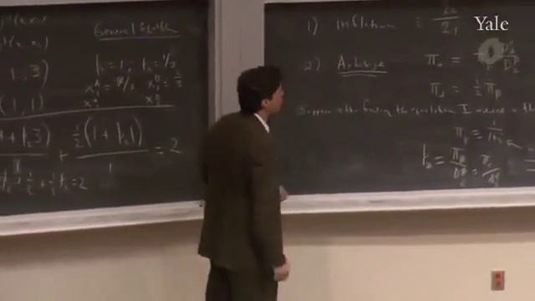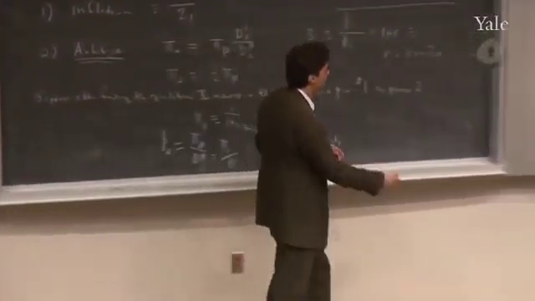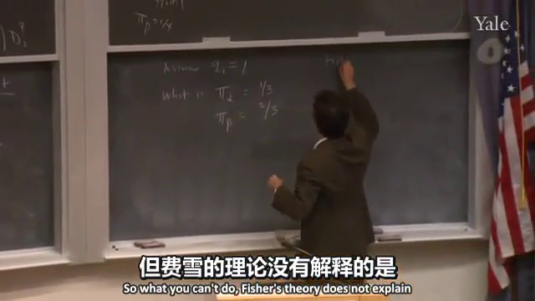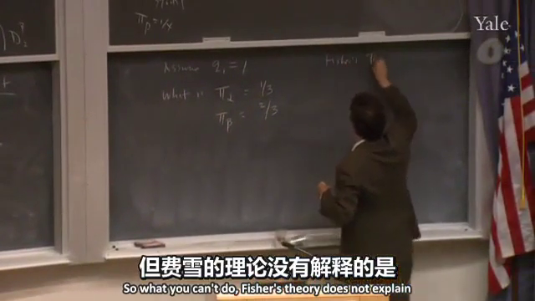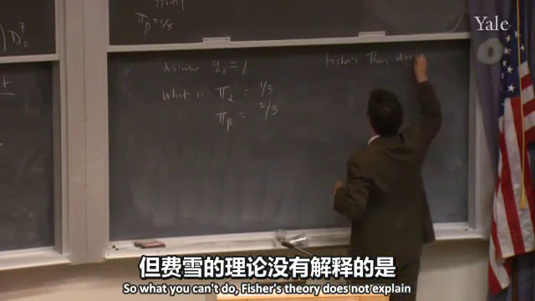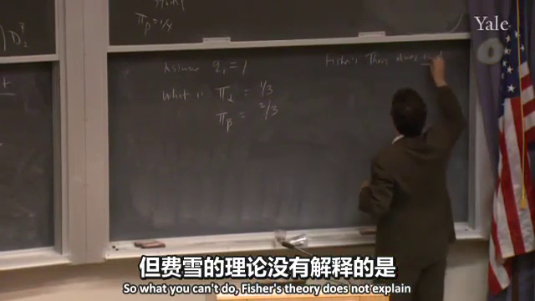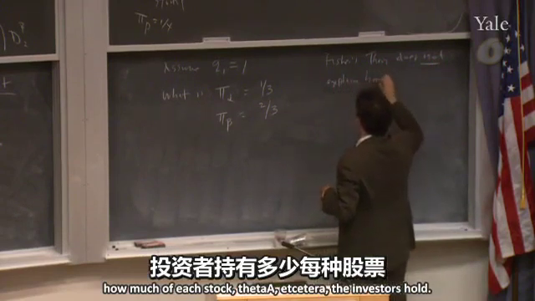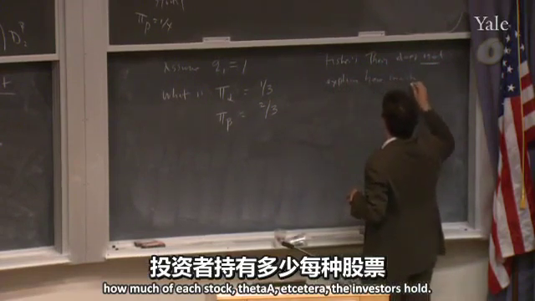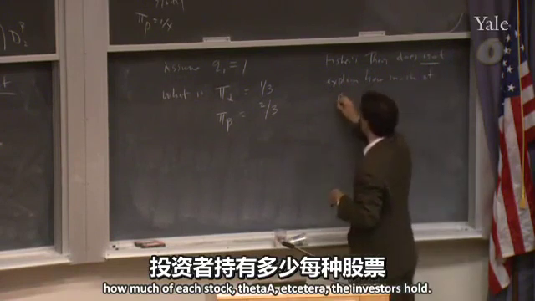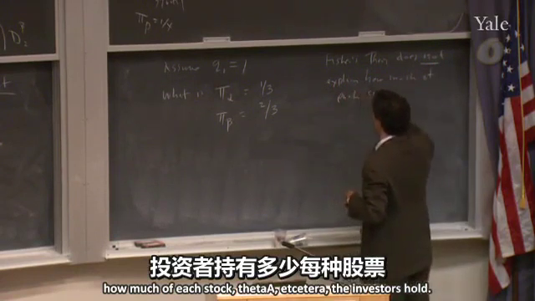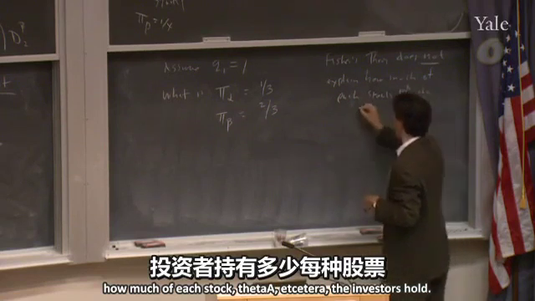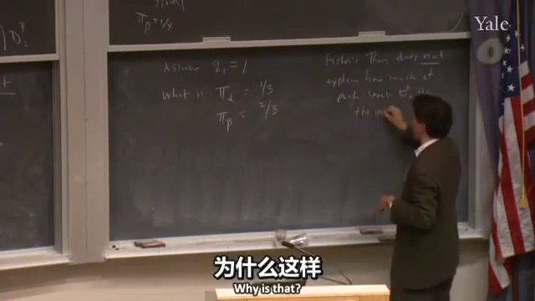Okay, so what you can't do: Fisher's theory does not explain how much of each stock, theta A, etc., the investors hold.